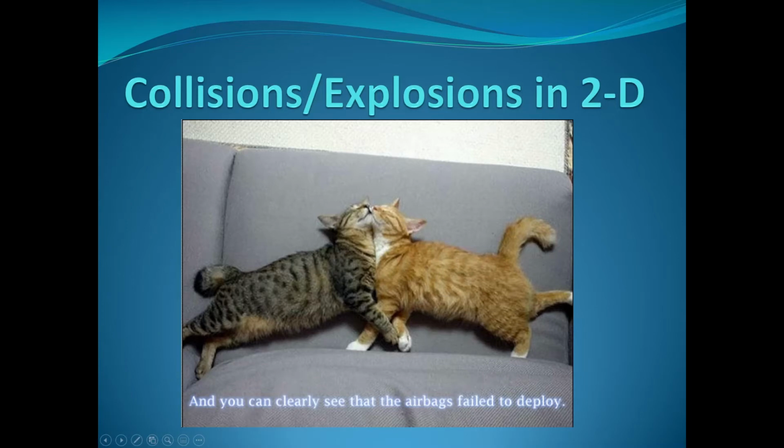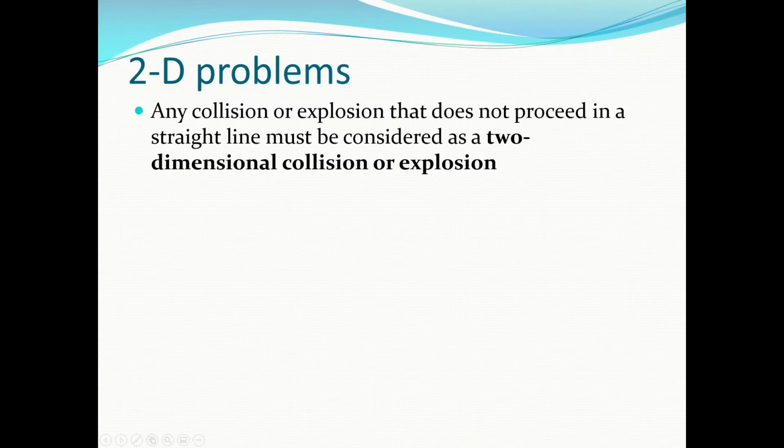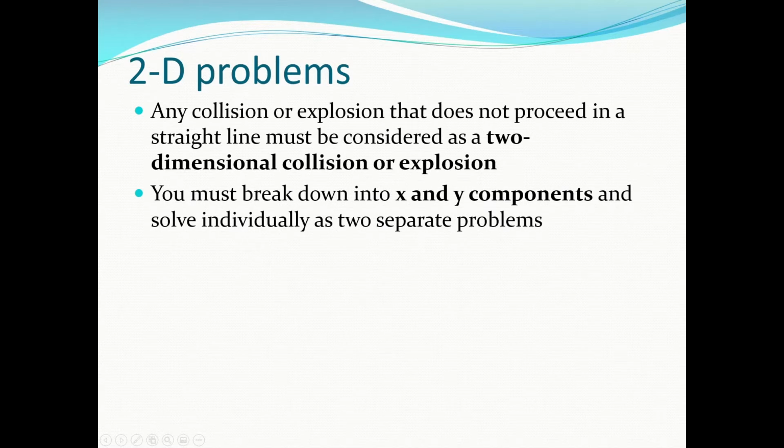Okay, so let's do our last lesson in momentum, collisions, and explosions in 2D. So curriculum: do the same thing we did last lesson, except with two-dimensional interactions in an isolated system. Any collision or explosion that does not proceed in a straight line must be considered a two-dimensional collision or explosion. And when we have a two-dimensional collision or explosion, we have to break things down into X and Y components and solve individually as two separate problems.